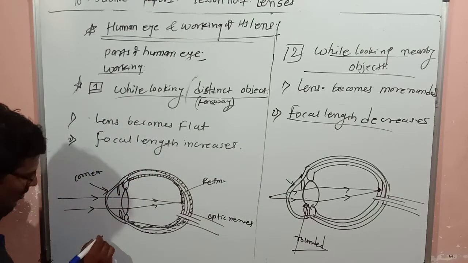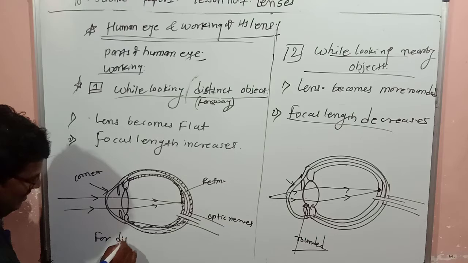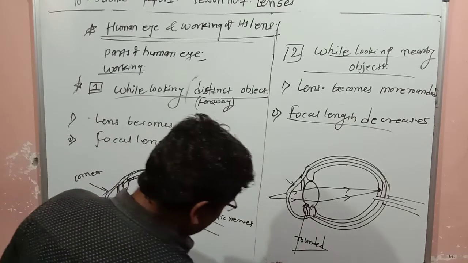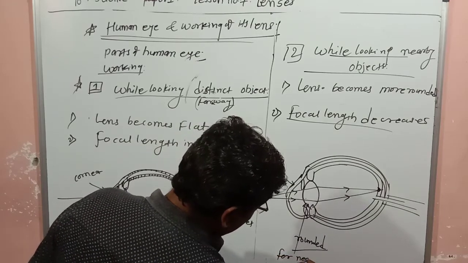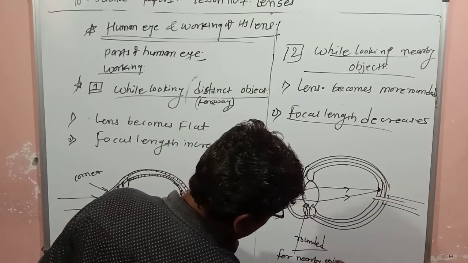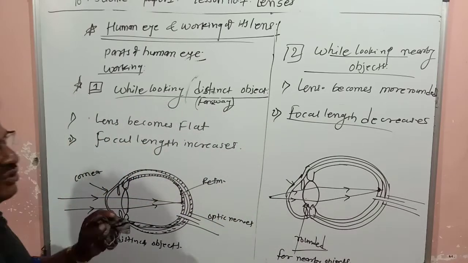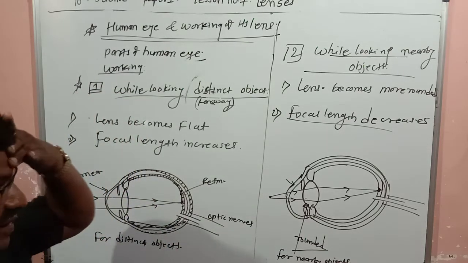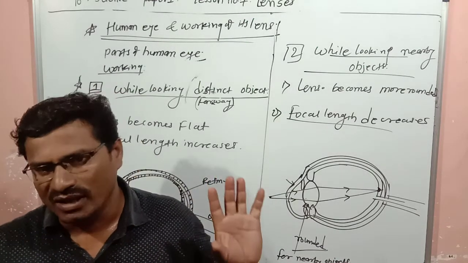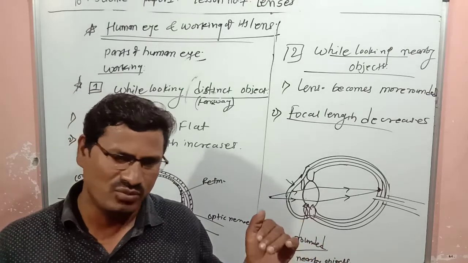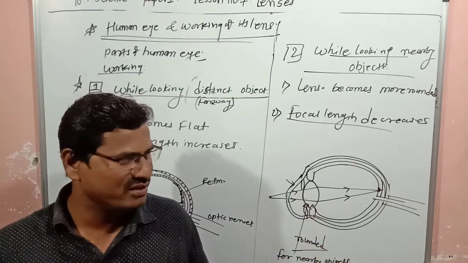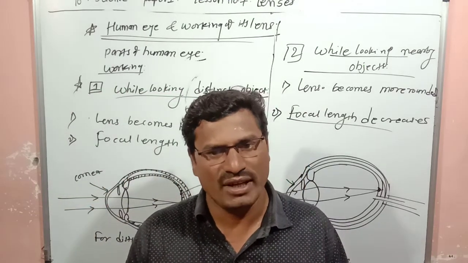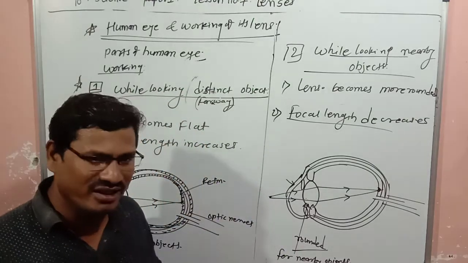So this one is for distinct objects, and this one is for nearby objects. This is the adjustment of the lens. Next, thus what you can say is that the lens changes, focal length increases, focal length decreases, and we are able to see the object as it is just due to the adjustment of the lens focal length.